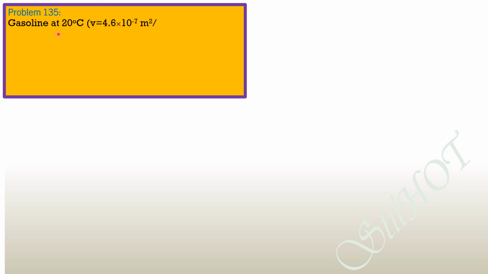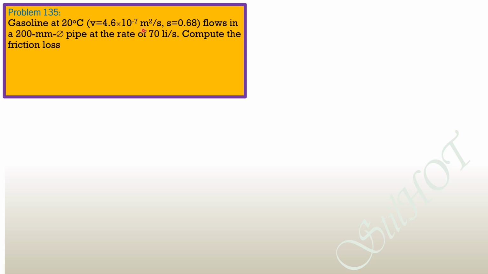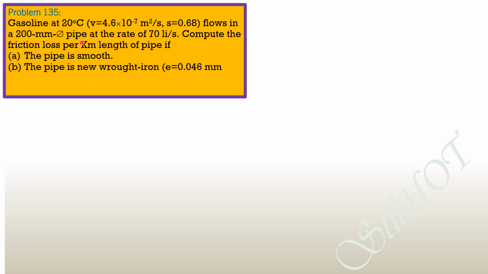Problem 135. Gasoline at 20 degrees Celsius with kinematic viscosity 4.6 times 10 to the negative 7 square meter per second and specific gravity 0.68 flows in a 200 millimeter diameter pipe at the rate of 70 liters per second. Compute the friction loss per kilometer length of pipe if the pipe is smooth, the pipe is new wrought iron with roughness 0.046 mm, the pipe is new cast iron with roughness 0.26 mm, and the pipe is rusted steel with absolute roughness 2 mm.